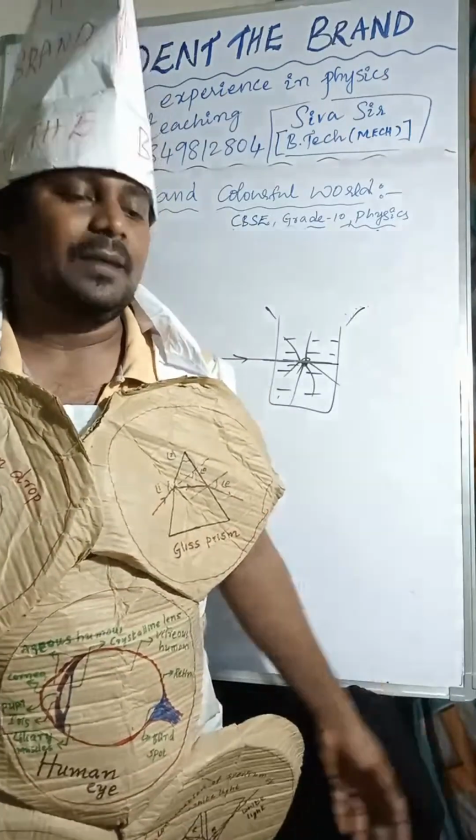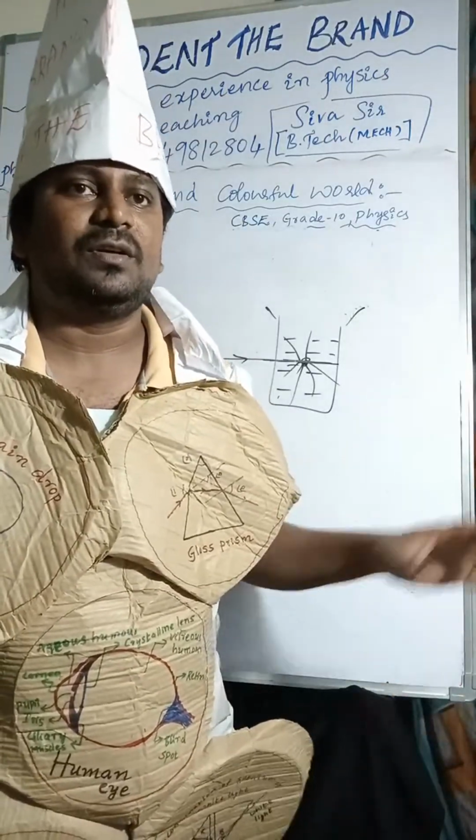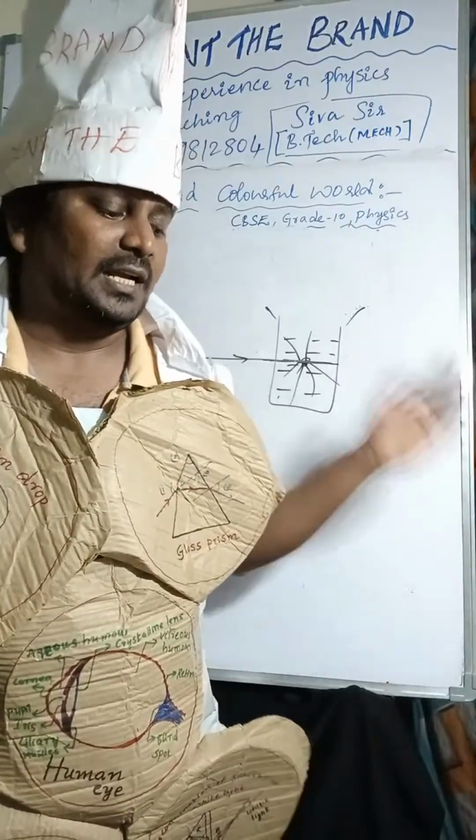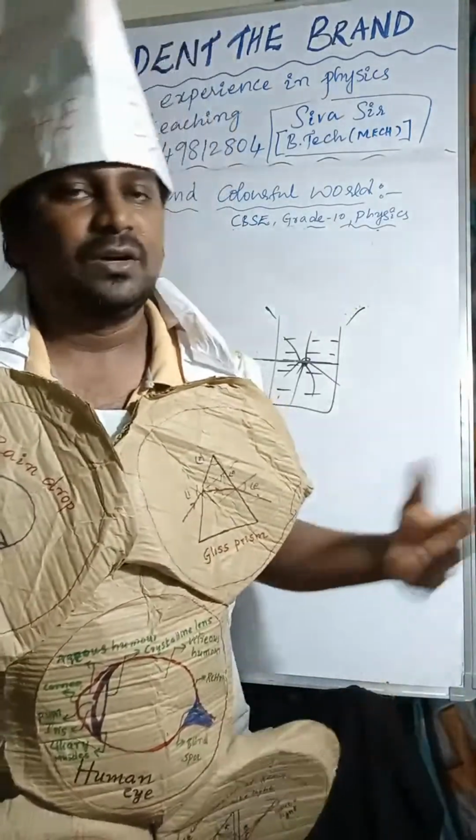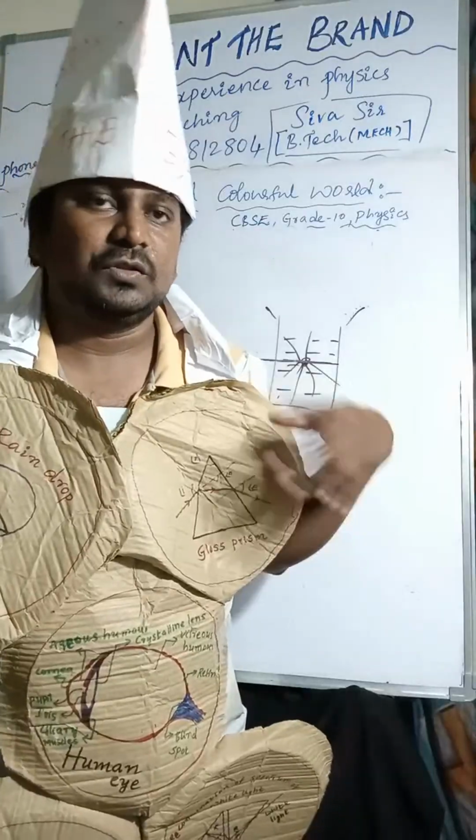So this is about the human eye and the colorful world. I explained completely from starting to ending. A few questions are there, and we'll discuss those questions.